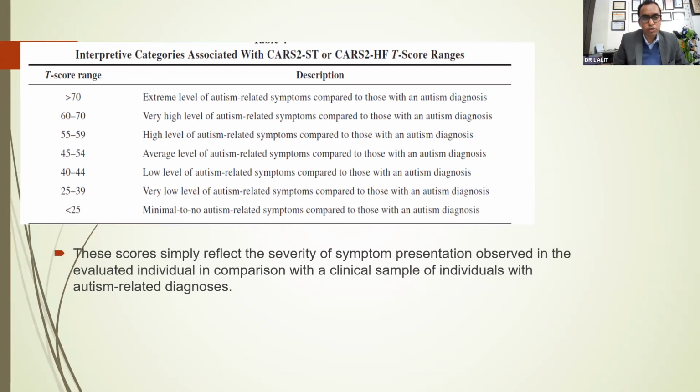In this child, there was a score of 36.5. A 36.5 with a T score comes out to 43. So 43 means a low level of autism-related symptoms compared to those with an autism diagnosis. That is what a T score means. But generally, when we report a score, we don't give it in T scores, we give it as a raw score. These raw scores simply reflect the severity of symptom presentation observed in the evaluated individual in comparison with the clinical sample of individuals with an autism-related diagnosis. That is exactly what I have told.